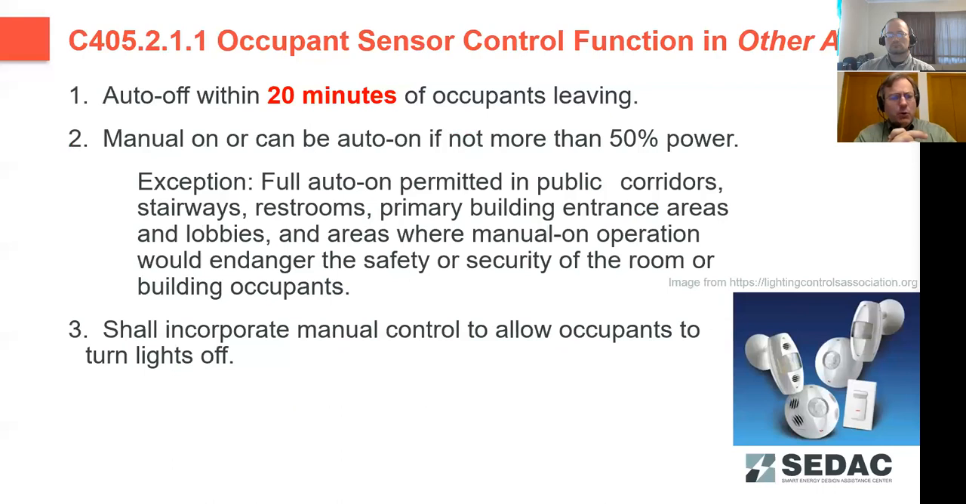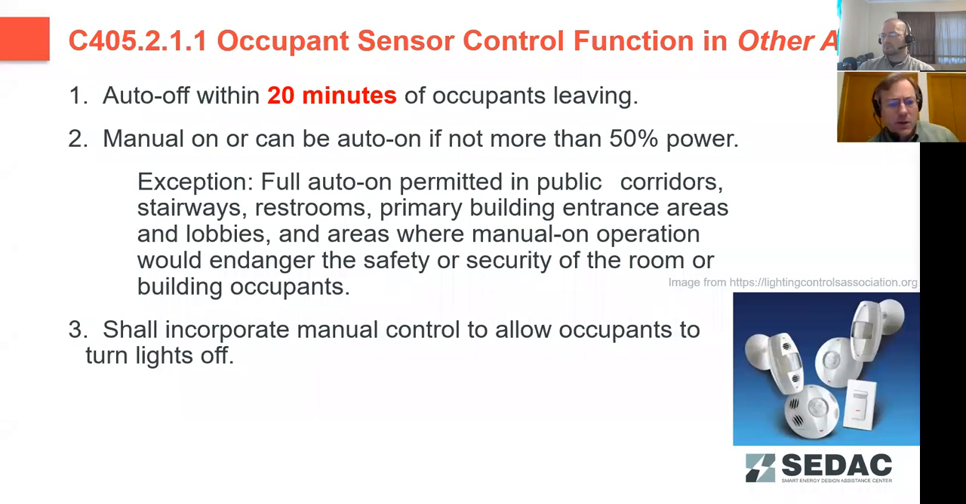And then the second point here is they either need to be manual on or automatic on, but if they are automatic on, they cannot bring it to more than 50% unless they fall into one of the categories in the exception. I do try to be cognizant that these are occupant sensing devices, not occupancy sensors, because typically the nomenclature used in the industry is manual on sensors will be called vacancy sensors, and auto on will be called occupancy sensors. So that's a little bit of a distinguishing nomenclature there.